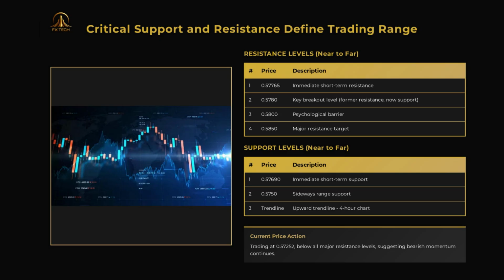On the support side, immediate short-term support is found at 0.57690, with the sideways range support at 0.5750. The upward trend line on the 4-hour chart provides additional support. Currently trading at 0.57252, the price is below all major resistance levels, suggesting that bearish momentum continues to dominate. Traders should watch these levels closely for potential breakout or breakdown scenarios.